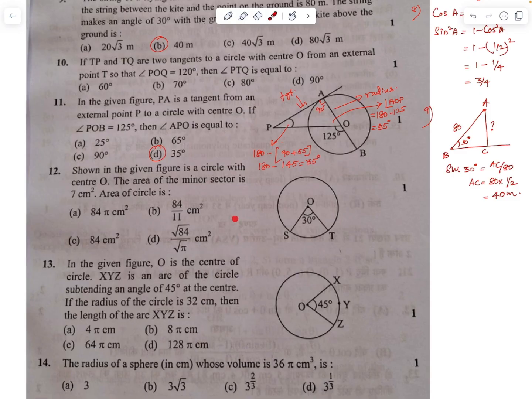Question 12. Shown in the given figure is a circle with center O. The area of the minor sector is 7 centimeter square. The area of the full circle is given by the formula pi r square. But what has been given to us is the area of the minor sector, that is theta upon 360 into pi r square is equal to 7. Now here theta is 30 degree. 30 upon 360 into pi r square is 7.